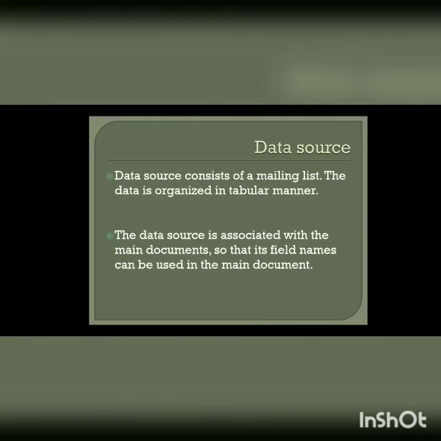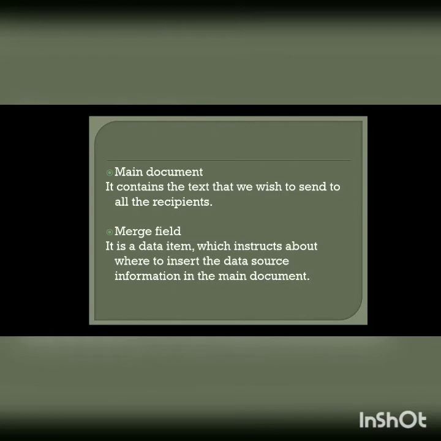Now we will know the main document. Main document is the simple content which you want to send. The content you write in the MS Word document, that is called the main document. Suppose you are writing an application, so that application is the main document.